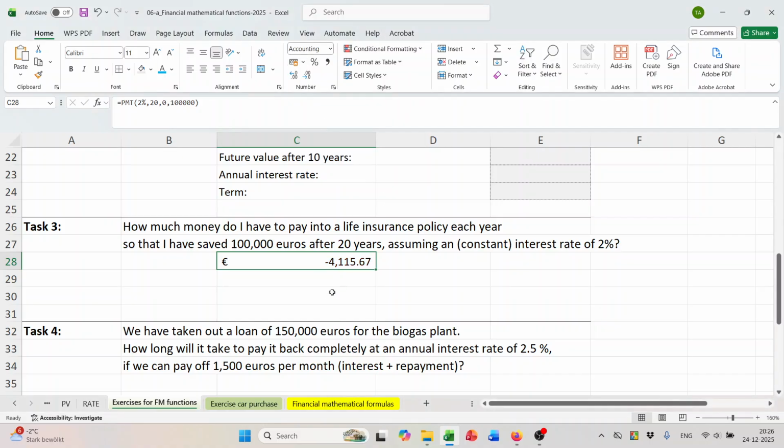I convert it into euro. So each year I have to pay 4,115 euro.